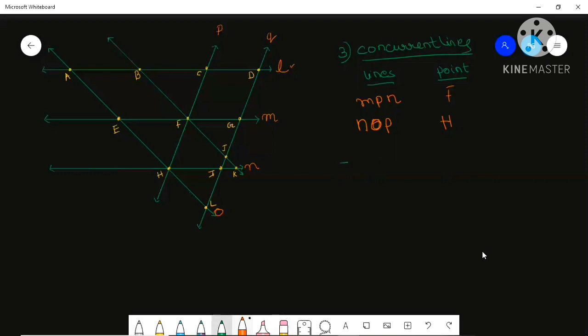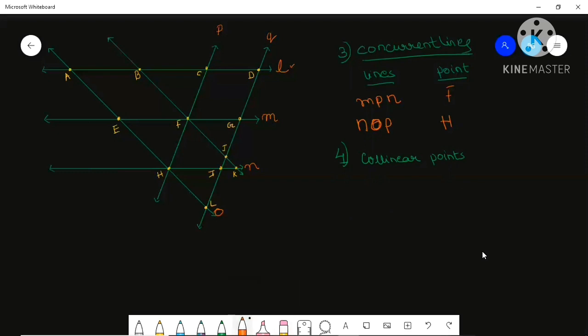Fine. Then our last part is collinear points. When you take a single line and on that line you find more than 2 points, those points are called collinear points. It can't be 2 only; it has to be a minimum of 3 or more than 3. So those points are called collinear points.